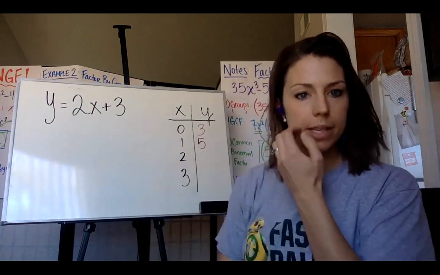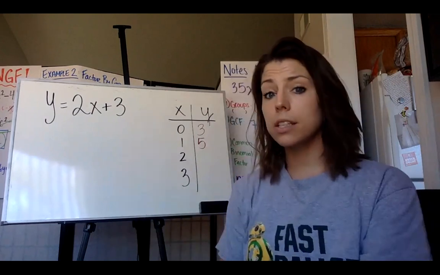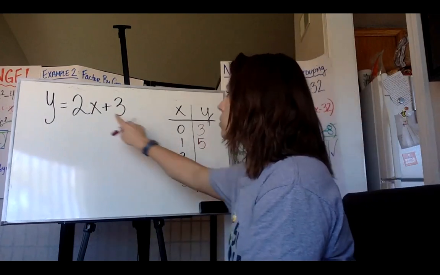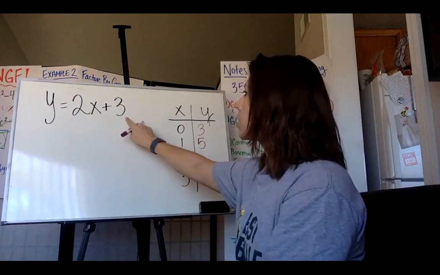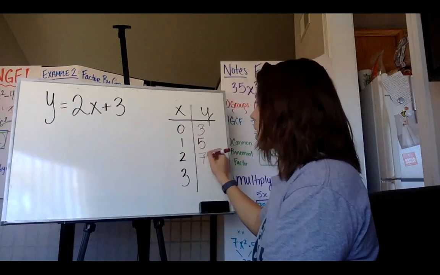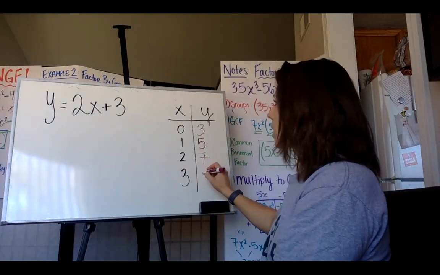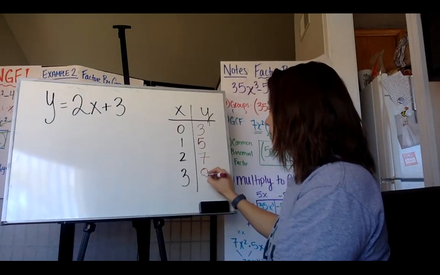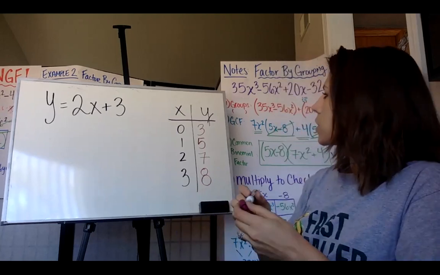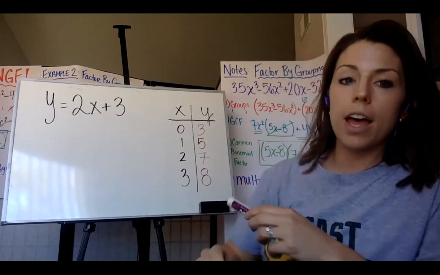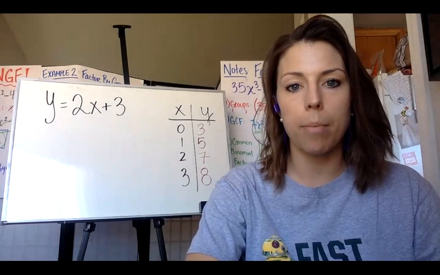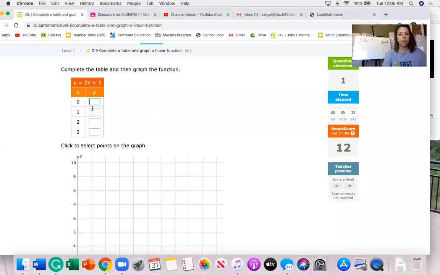Now, I'm able to do these mentally, but you might have to write them all out, and that's totally fine. 2 times 2 is 4, plus 3 is 7. And 2 times 3 is 6, plus 3 is 8. All right, so my answers are 3, 5, 7, and 8. So I'm going to pop back over to IXL: 3, 5, 7, and 8.